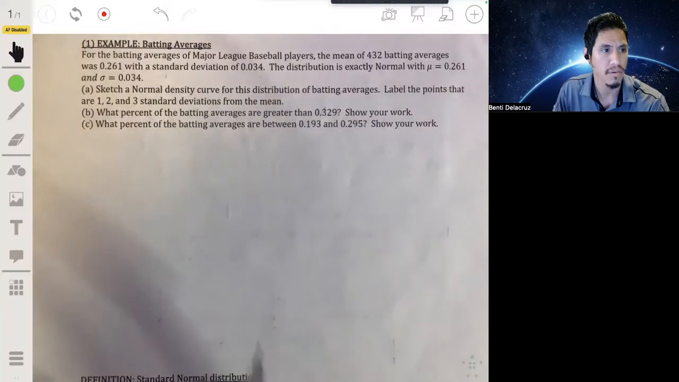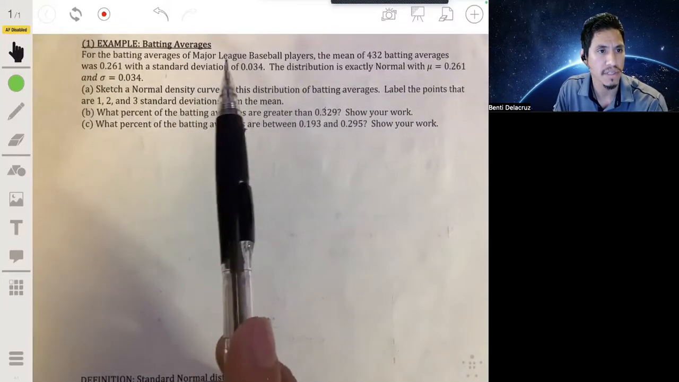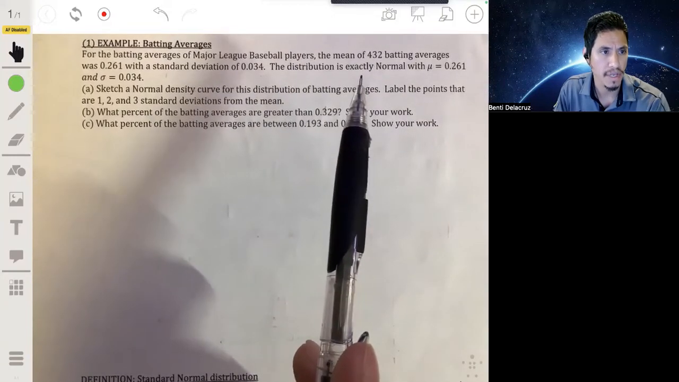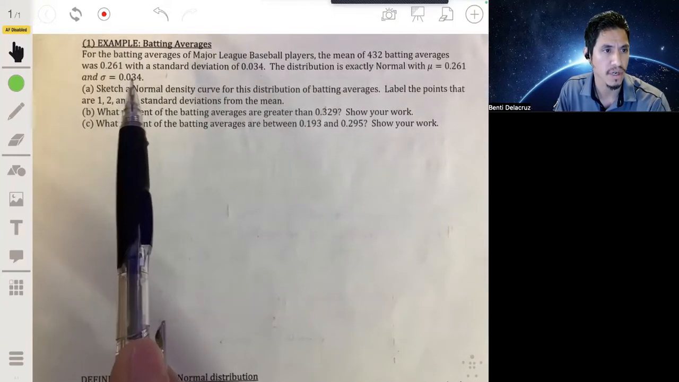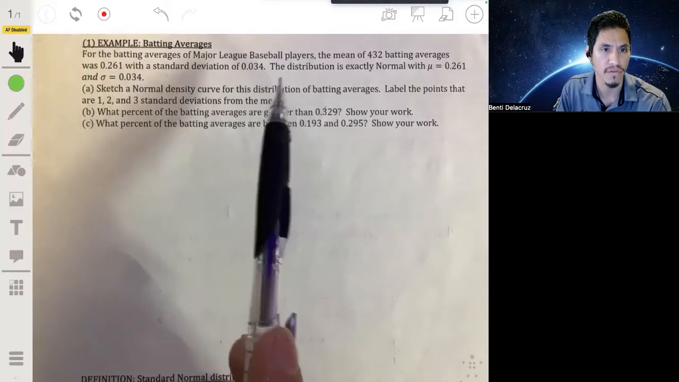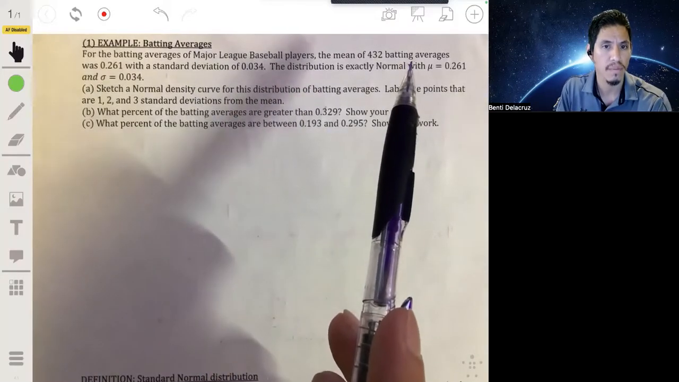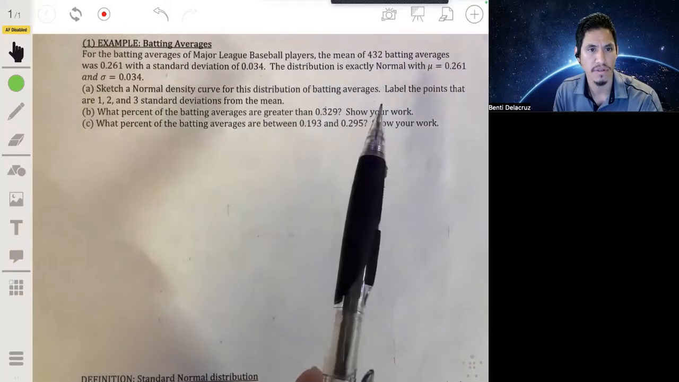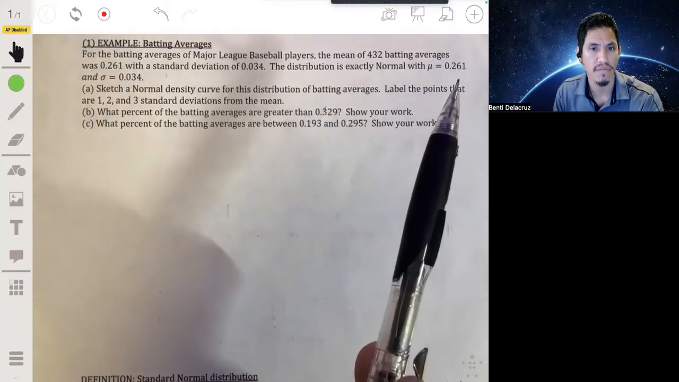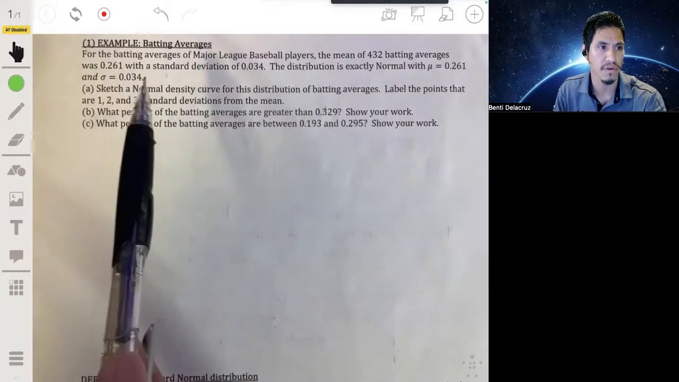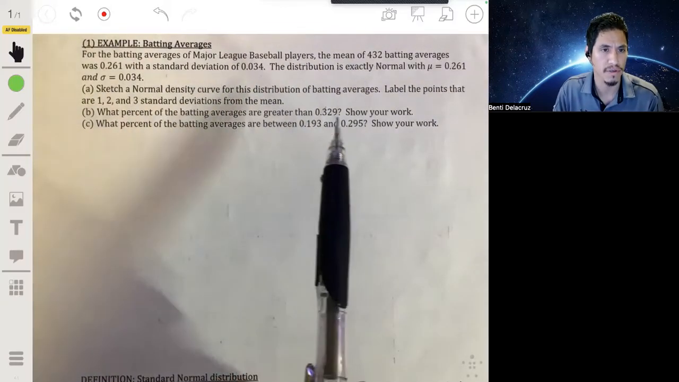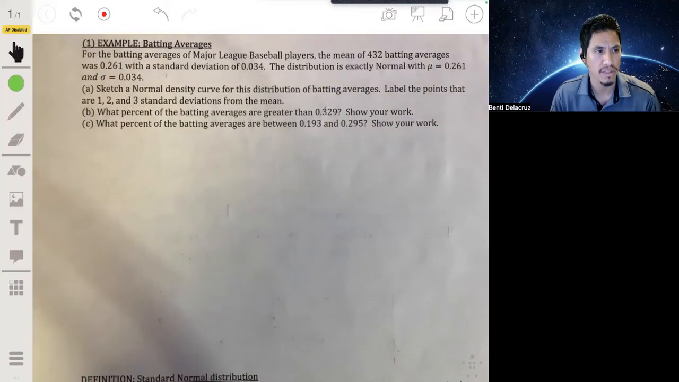Okay, so in this example, it says that the batting averages of Major League Baseball players had a mean of 0.261 and standard deviation of 0.034 for these 432 people at bat, you could say. The distribution is exactly normal with a mean of 0.261 and a standard deviation of 0.034. So part A, we're going to sketch a normal density curve for this distribution, and we're going to label the points that are 1, 2, and 3 standard deviations from the mean.